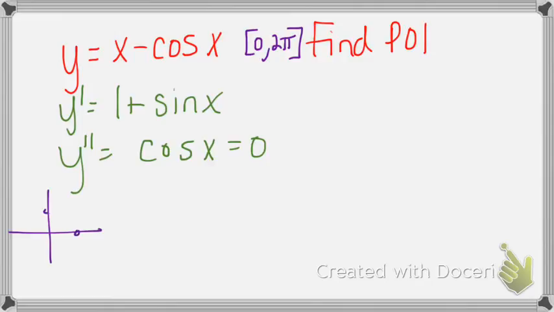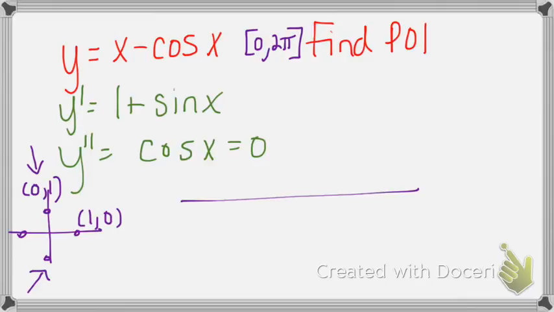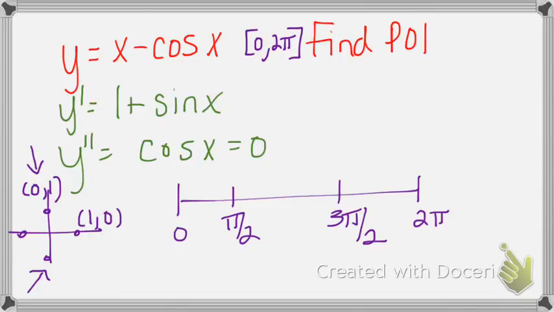So remember that I think about these 4 points. This is 1, 0, this is 0, 1, and so on. And cosine deals with the x value, so I'm looking for places where the x value is 0. That would be at pi over 2 and at 3 pi over 2. So we're going to put pi over 2 and 3 pi over 2 on our number line. And I'm going to put 0 and 2 pi because I know I'm not going to go past that.